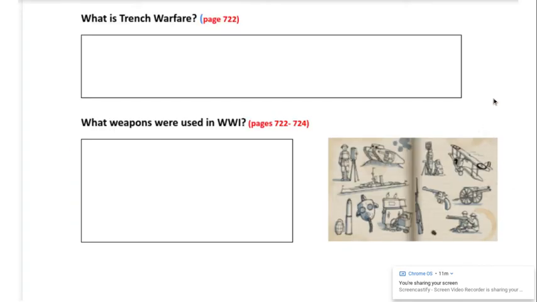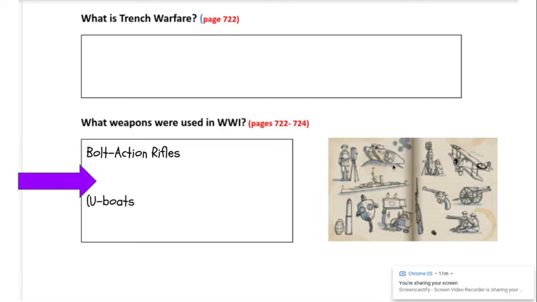Okay, so weapons used in World War I. One of the first things that they mentioned was bolt action rifles. So, of course, you're going to want to write that down. They said that was one of the most commonly used. Now, there were a couple of things they did not talk about that are found in this picture over here.